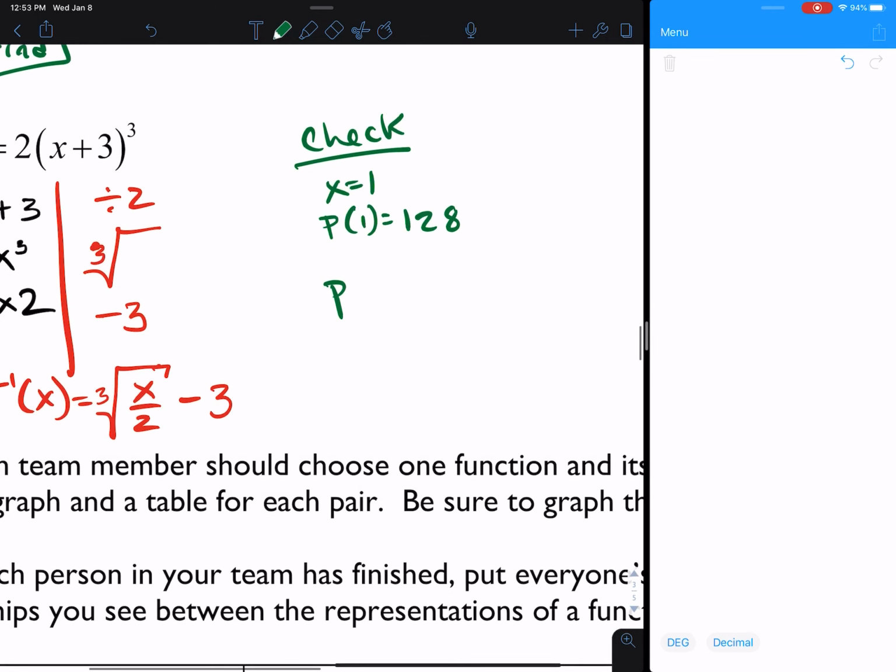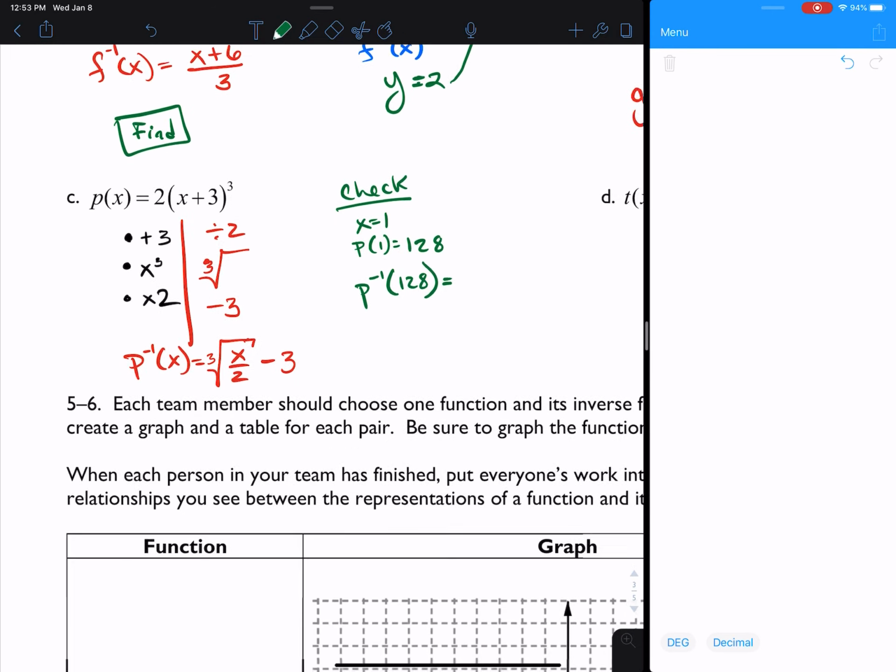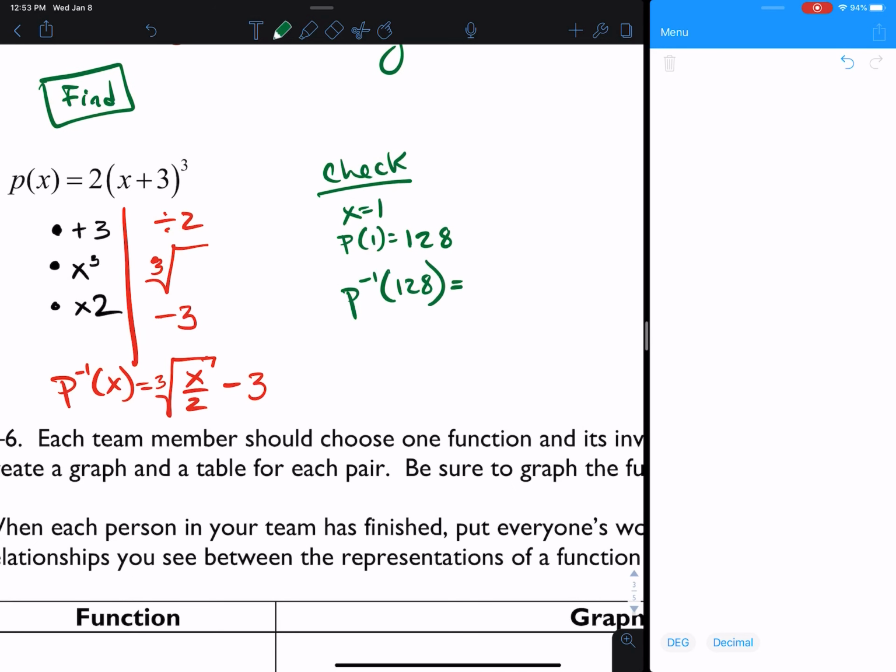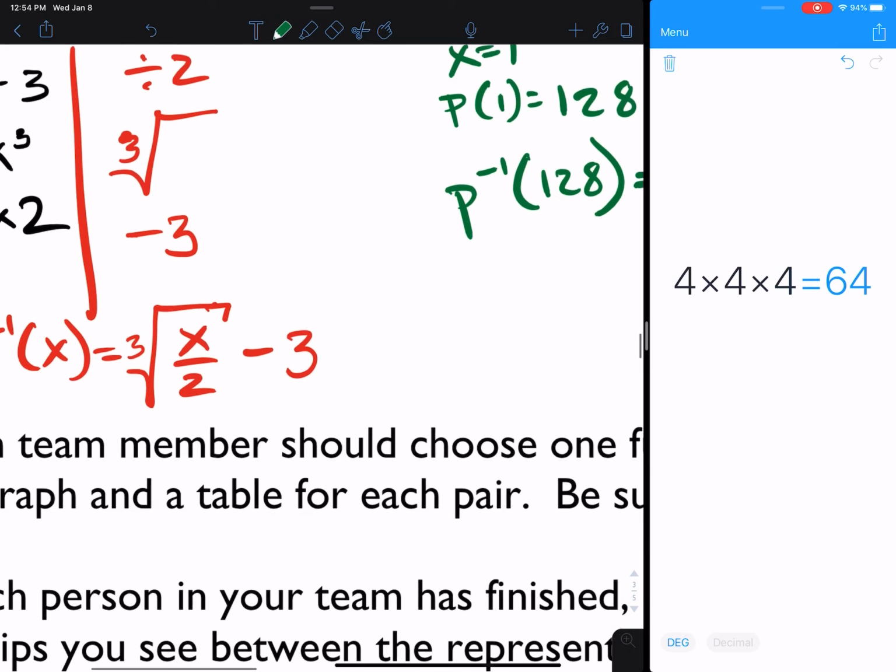So P inverse of 128, and I expect it to take me back to the original. So 128, half of 128 is 64. The cube root of 64. Let me just check it really quick. I believe it's 4, but I don't want to make a mistake here. Yes, so it's 4. The cube root of 64 is 4.